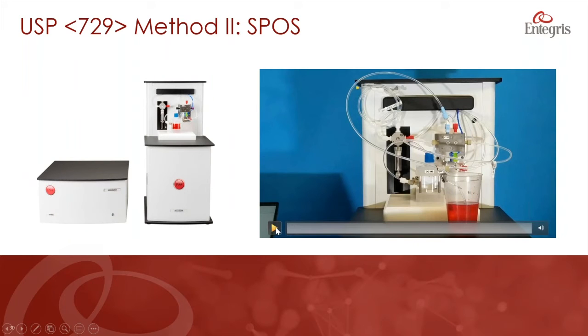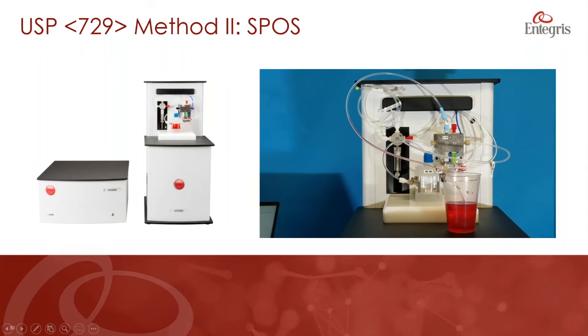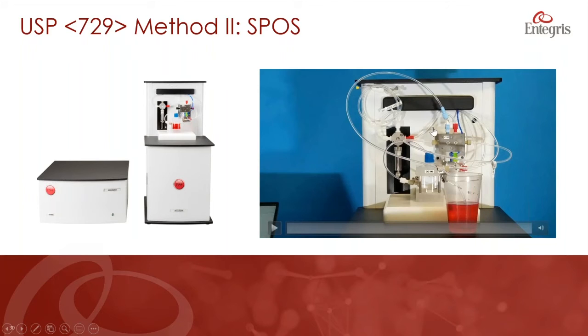Here is the Accusizer APS. And on the right, we see a video where we're drawing the sample from the beaker. We just colored this red so you could see it. We fill the sample loop, and then the loop is injected into the dilution chamber, and then diluted in a second stage of dilution before we pass through the sensor. All this is automated, making it very easy to perform USP 729 method 2 to calculate the number of particles greater than 5 microns, or what we call the PFAT5 calculation.